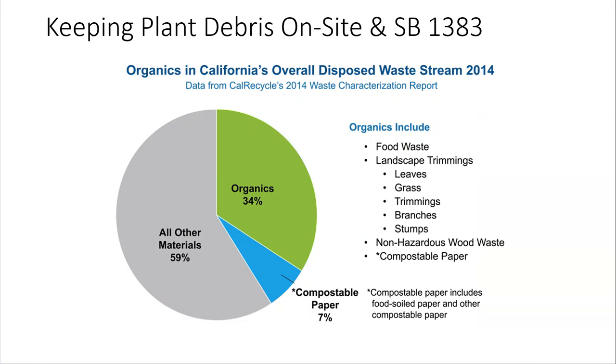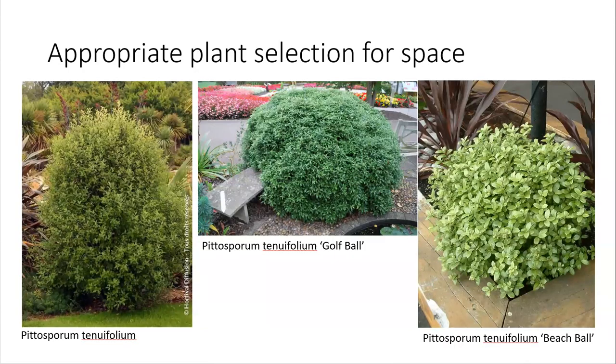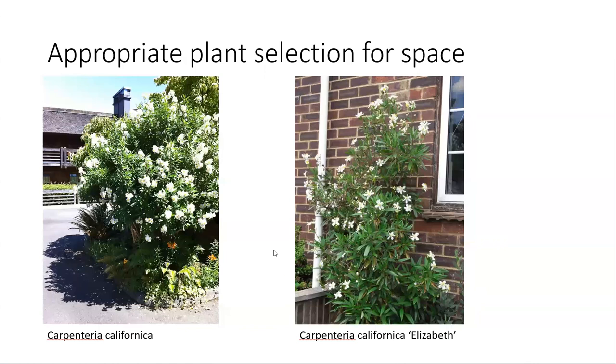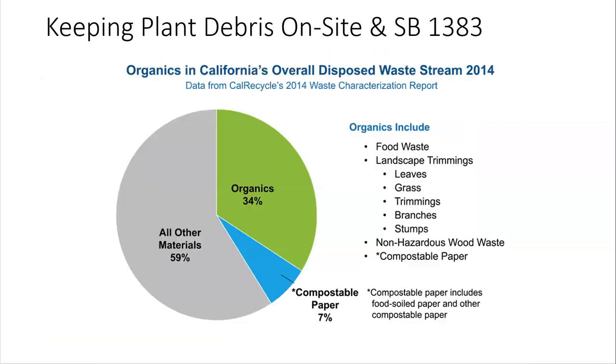It's very important to select plants for our space from an aesthetic standpoint, but there's also a lot more dimension to it. If we just go ahead and select a Carpentaria californica for a space that's 4 feet wide, inevitably that plant is going to have to be pruned excessively to fit that space. Along with that excessive pruning, we get unnecessary organic waste. Along with that unnecessary organic waste, we end up with higher methane emissions.